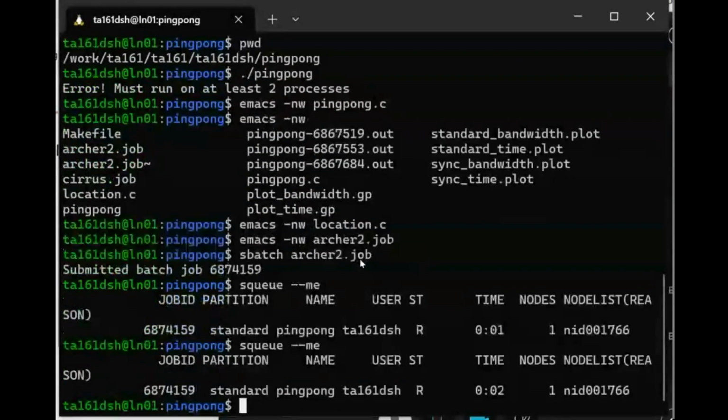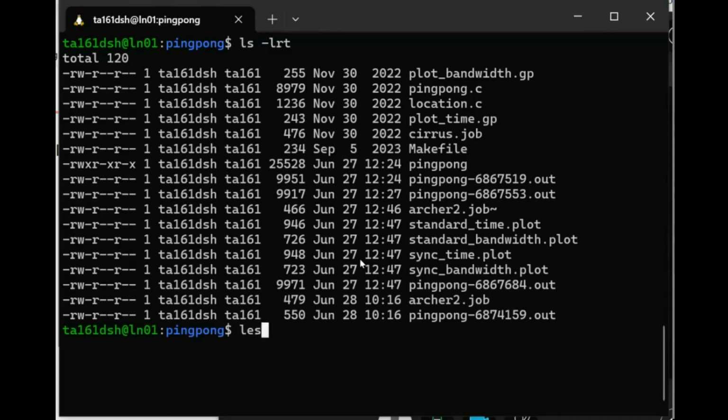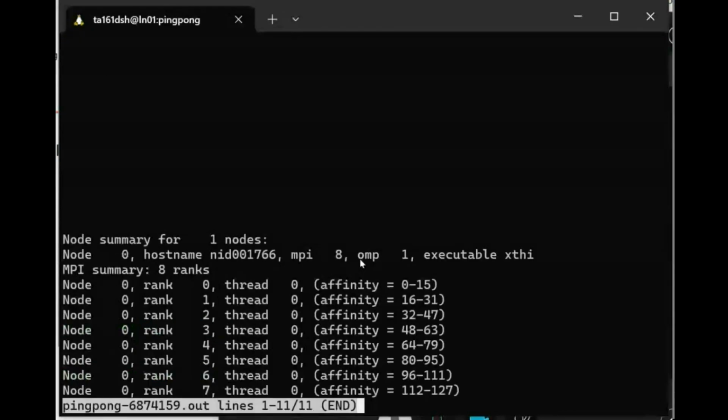Running. So there, do you see? It says that node 0, rank 1 is bound to affinity 16 to 31, so you can see they're bound to the NUMA regions. Does that answer your question?